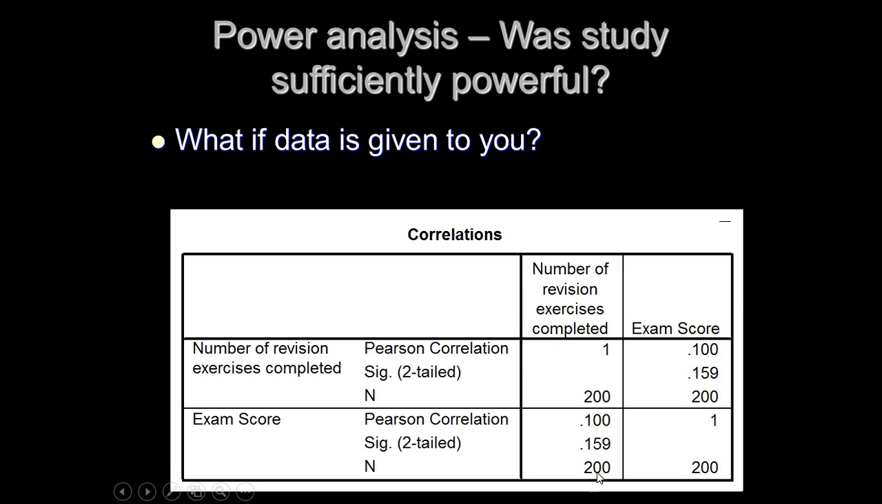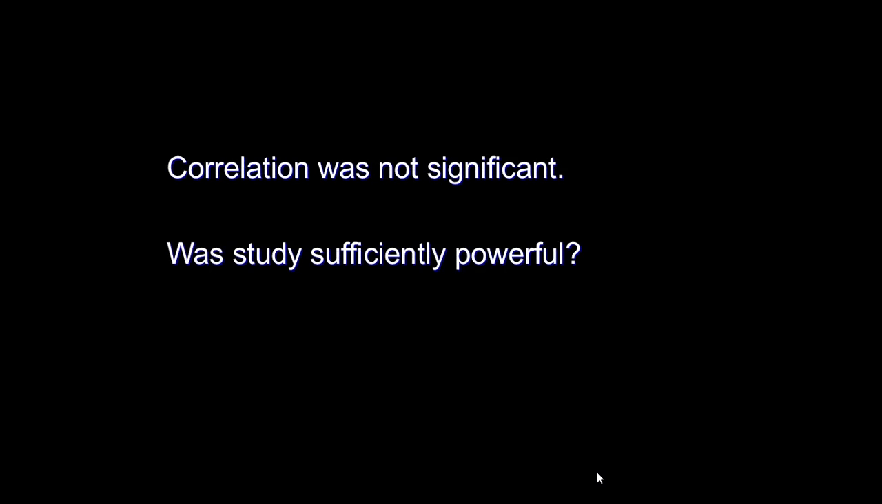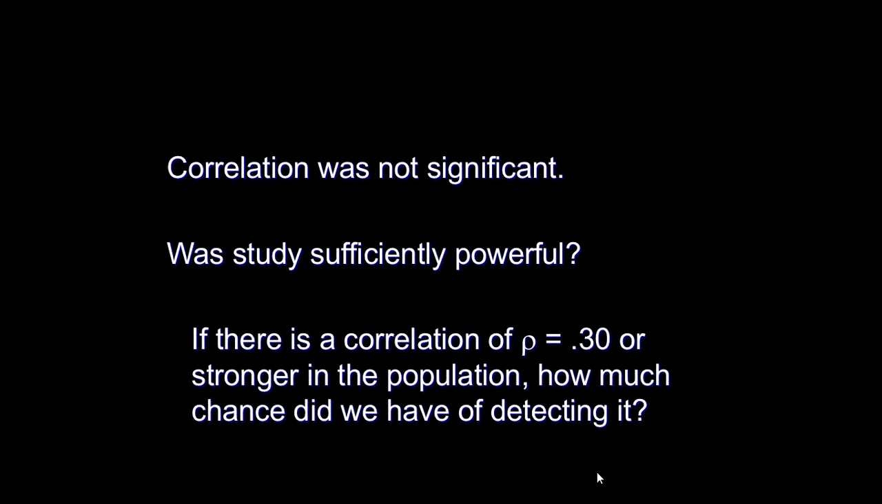We need to know, was this non-significant finding because there is actually only a small correlation in the population, which is why we didn't detect a correlation of 0.3 or greater, or is it because there were too few participants and the study lacked power? The correlation was not significant. Was the study sufficiently powerful? If there is a correlation of 0.3 in the population, how much chance did we have of detecting it?